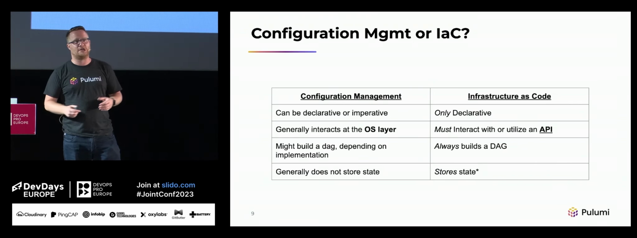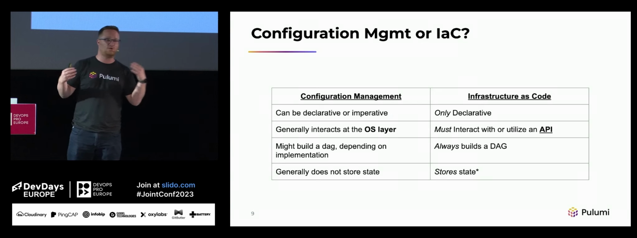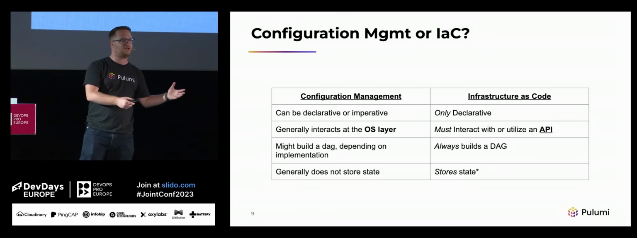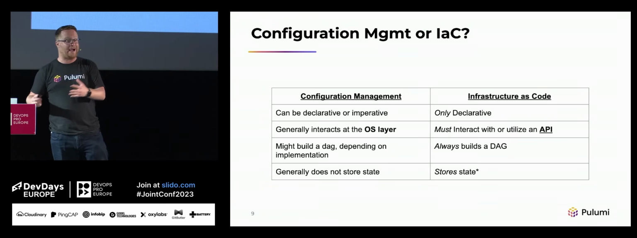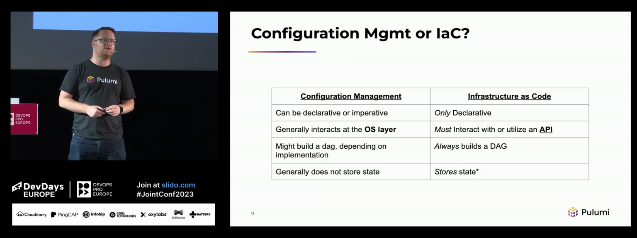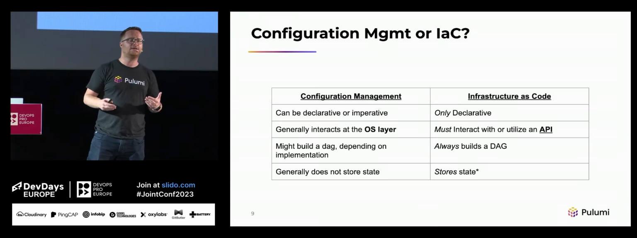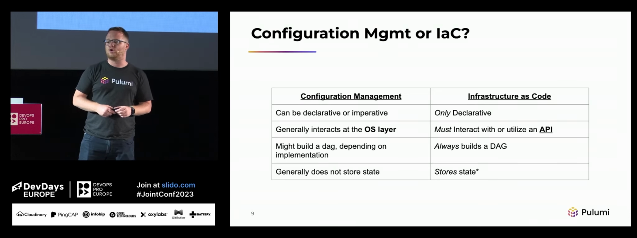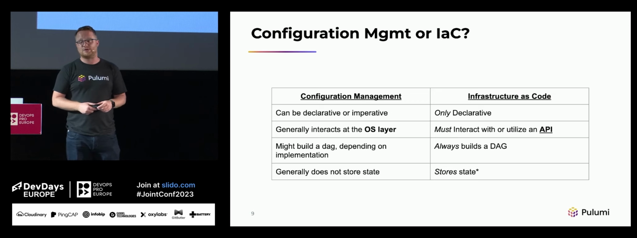So what I've tried to do here, and this is very much a work in progress, and if you want to talk to me after this about what you think the difference between configuration management and infrastructure as code is, I'm happy to listen to any thoughts and opinions. But generally, the difference between configuration management and infrastructure as code is what layer they operate at. Whereas configuration management talks at the operating system level, infrastructure as code will generally talk to an API.